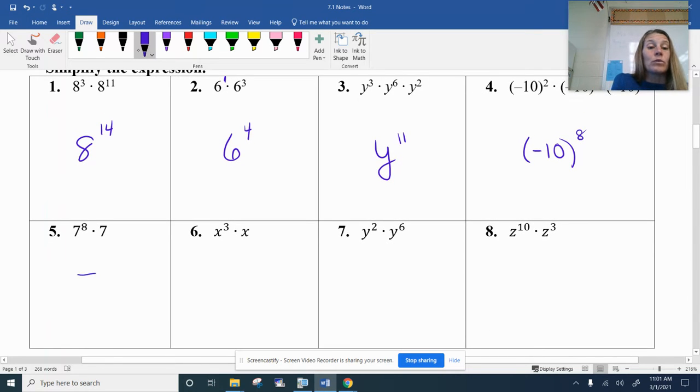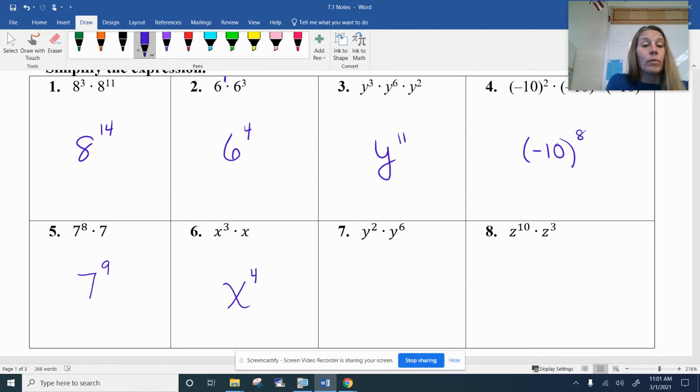Number 5, this would be 7 to the 9th power. Number 6, x to the 4th. Again, remember these numbers that do not have a visible exponent really have an exponent of 1. Number 7, y to the 8th. And number 8, z to the 13th.